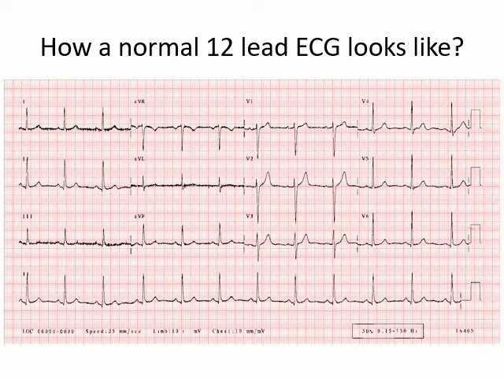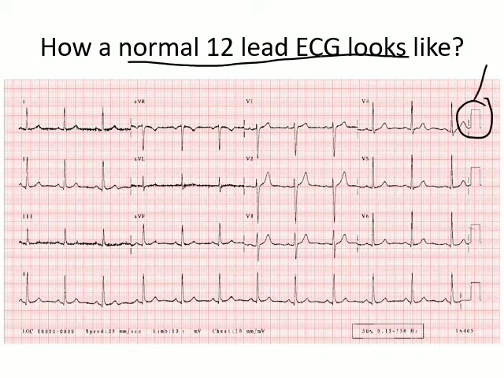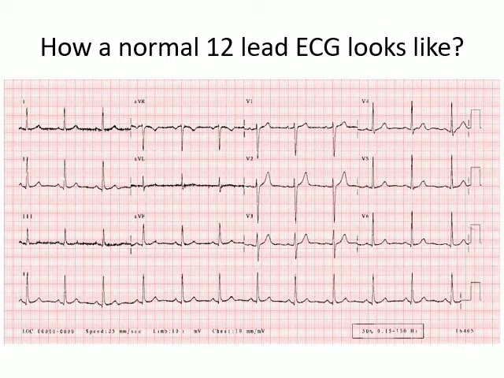Now, how does a normal 12 lead ECG look? The first thing I want you guys to notice is standardization. What we see is a rectangle of height 1 centimeter, denoting that 1 centimeter is equal to 1 millivolt. Now what else do we see? We look for rate and rhythm and whether it is in sinus rhythm or not.